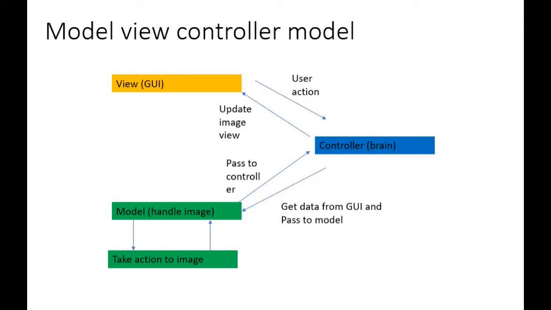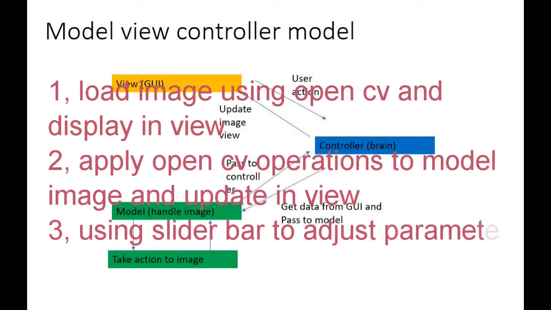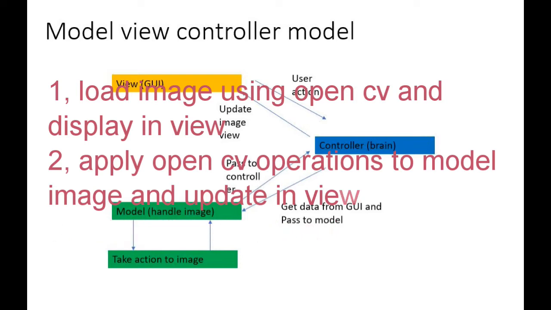This tutorial is the continuation of the previous two videos. You will learn, first, to load a model image using OpenCV and display it in the view. Second, to apply OpenCV actions on the image in the model. Third, to use a slider bar to adjust parameters of line detection and update the view. After this video you should get a good idea of model view controller in Python Tkinter and also some basic OpenCV operations.